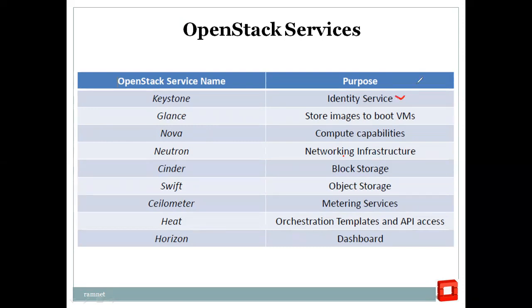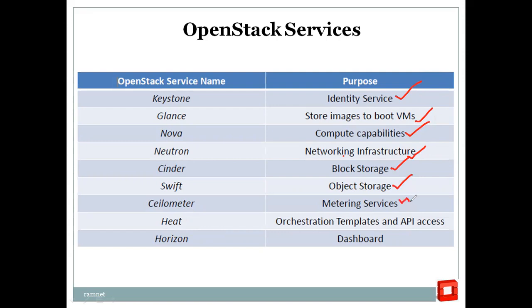Keystone is an identity service that is providing the user authentication, authorization, and other things. Glance, storing the images to boot the VMs. Nova, computing the capabilities, meaning hardware and software selections of the PC, the server. Neutron is providing the network architecture. Cinder is providing the block storage. Swift is providing the object storage.